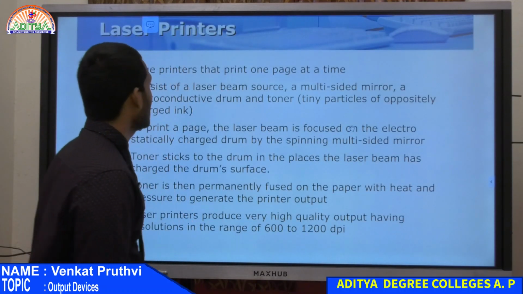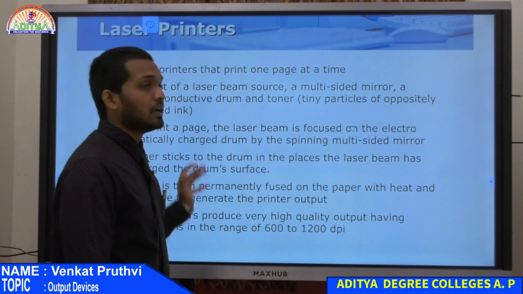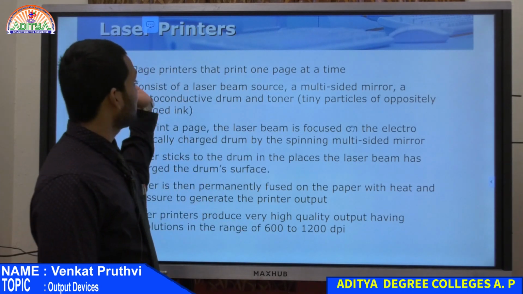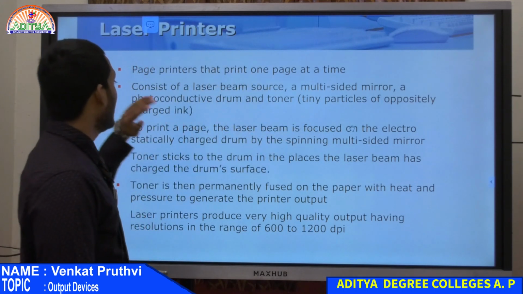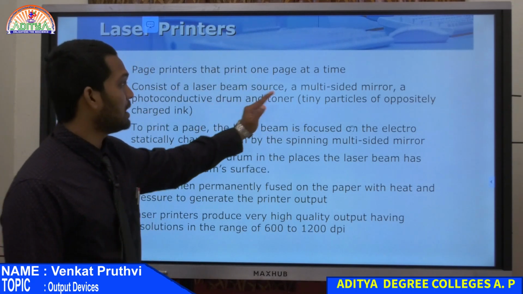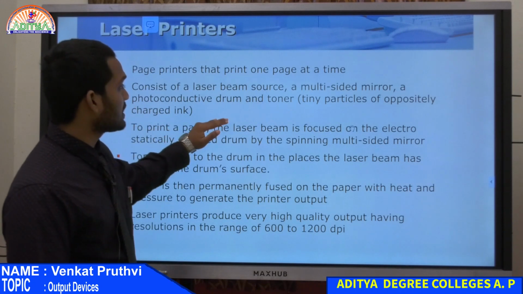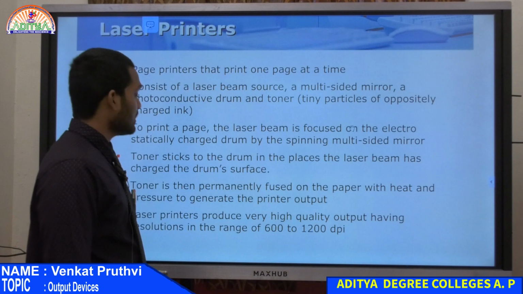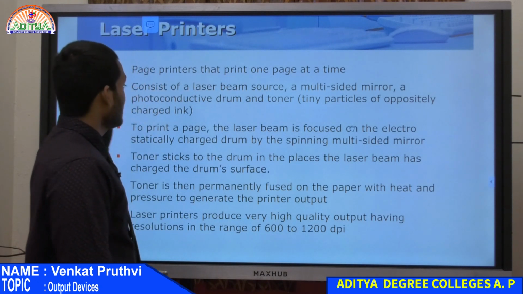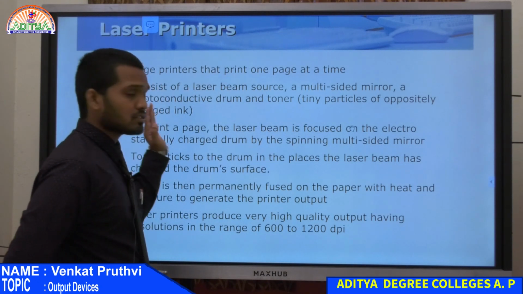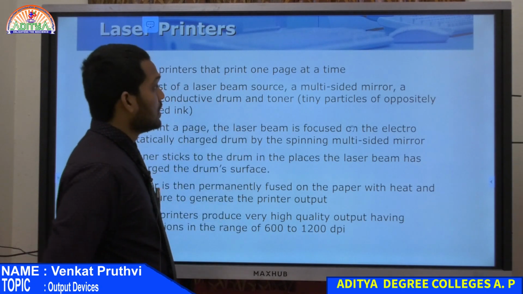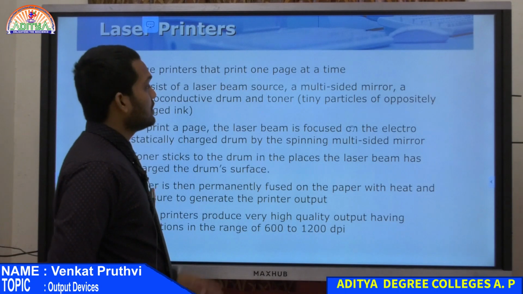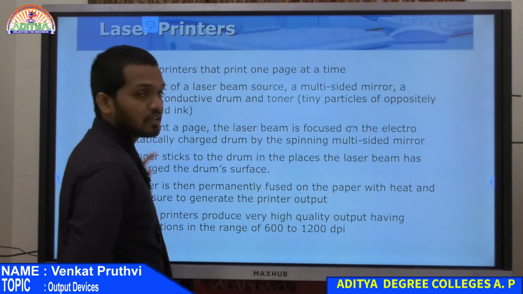Laser printers are page printers that print one page at a time. It's not one line at a time like the chain band printers, but one page at a time. They consist of a laser beam source, a multi-sided mirror, a photoconductive drum, and a toner, which has tiny particles of oppositely charged ink. So what are these laser printers doing? They consist of a laser beam source, a multi-sided mirror, a photoconductive drum and a toner. On this toner you have tiny particles of oppositely charged ink.